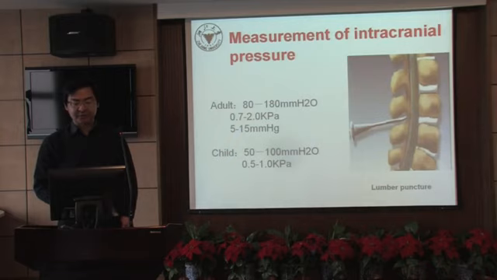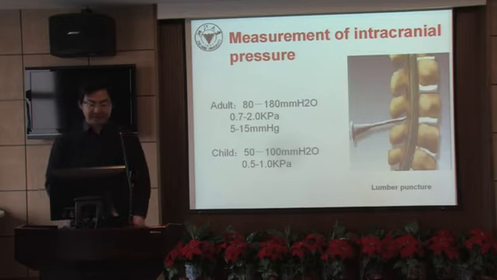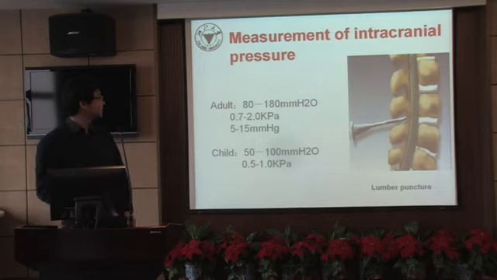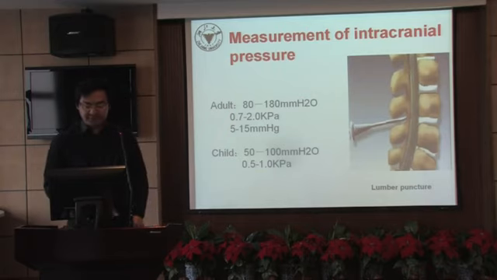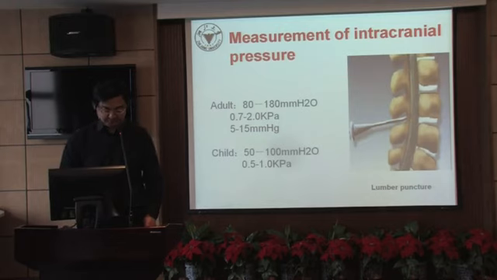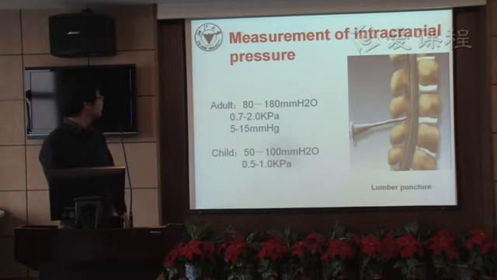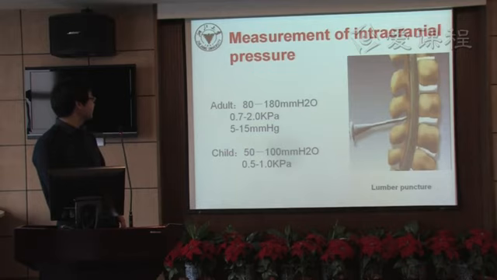And how to measure the intracranial pressure? Usually the intracranial pressure is measured by lumbar puncture when the patient is placed in the lateral decubitus position. For adult patients, the intracranial pressure is 80 to 180 millimeters of water. It's also 0.7 to 2 kPa, 5 to 15 millimeters of mercury. For child patients, the intracranial pressure is 50 to 100 millimeters of water, or 0.5 to 1 kPa.